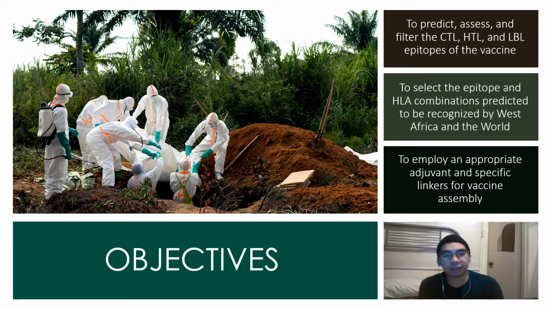The objectives are as follows. Number one, to predict, assess, and filter the CTL, HTL, and LBL epitopes of the vaccine. Number two, to select the epitope and HLA combinations predicted to be recognized by West Africa and the whole world. And number three, to employ an appropriate adjuvant and specific linkers for the vaccine assembly.